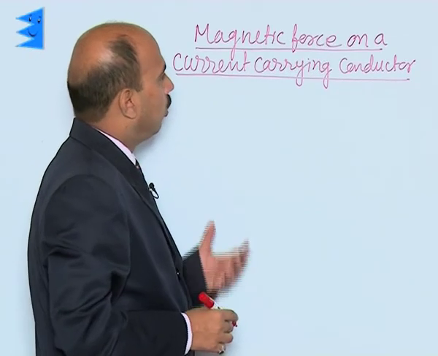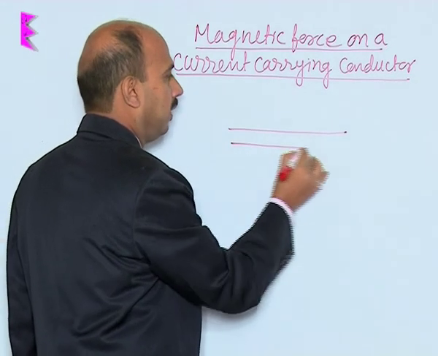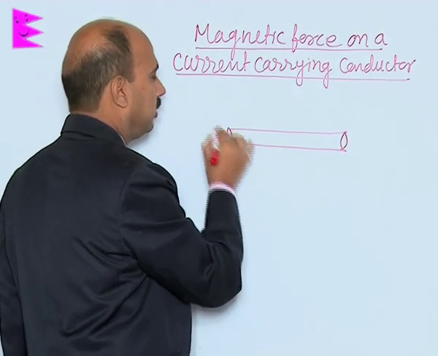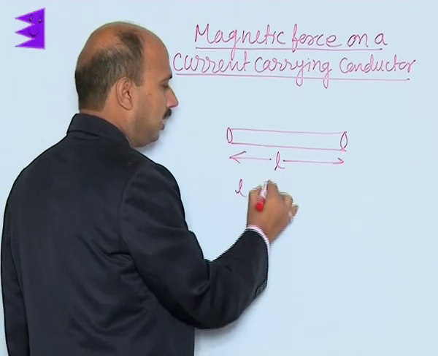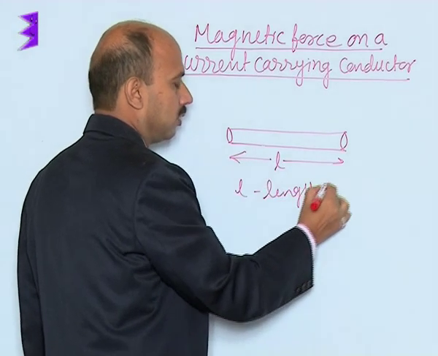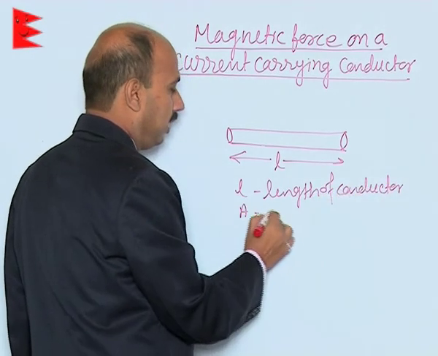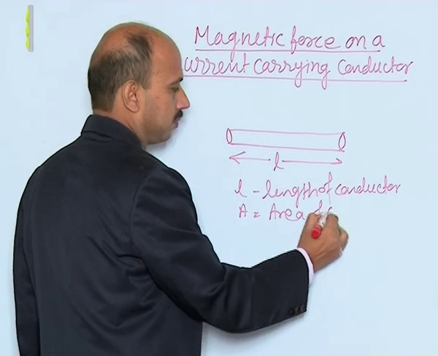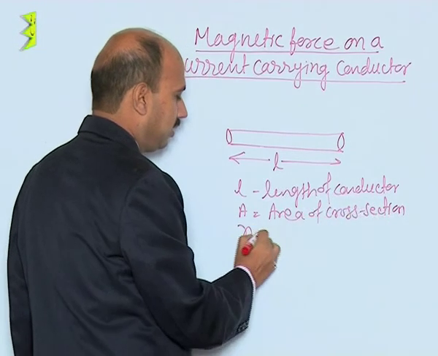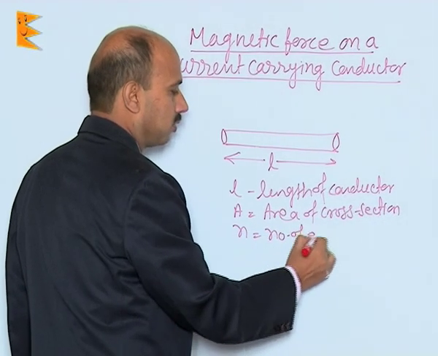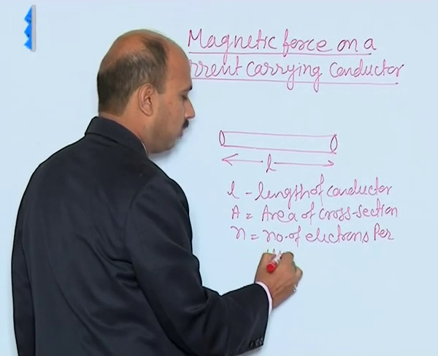See, a magnetic force on a current carrying conductor. Suppose you have taken a conductor like this of length L. So, see here, this conductor has length L. So, L is the length of the conductor, A is the area of cross section, and N is the number of electrons, that means free electrons per unit volume.